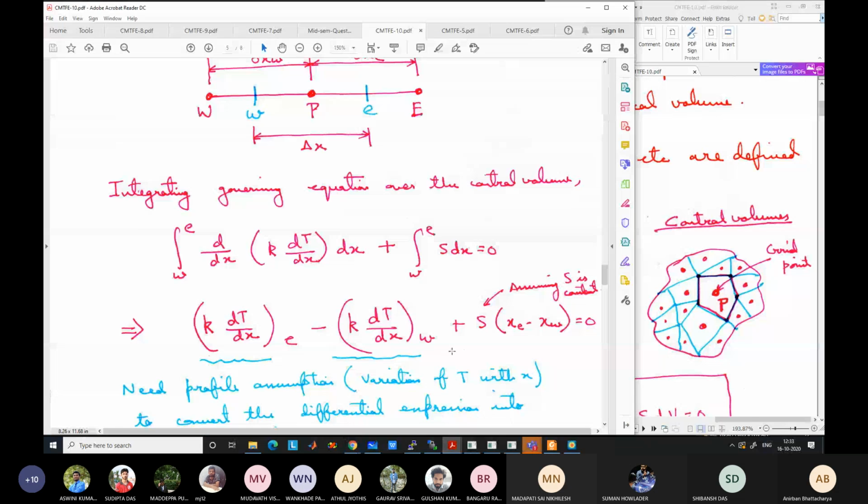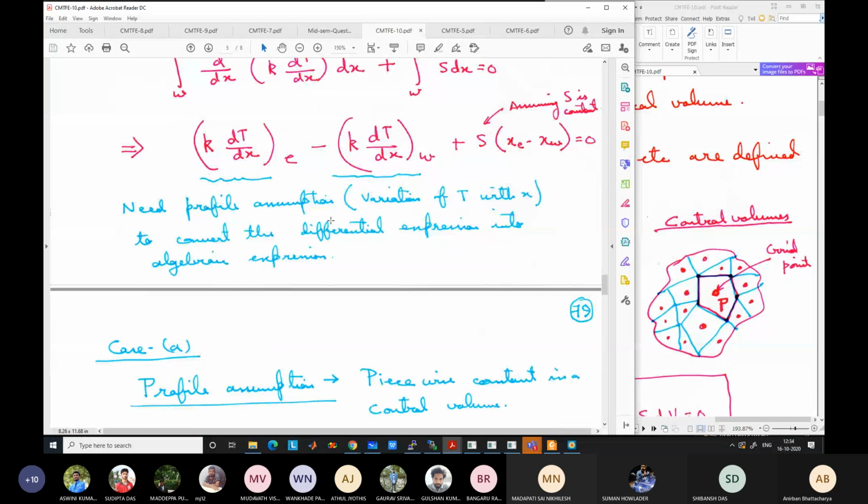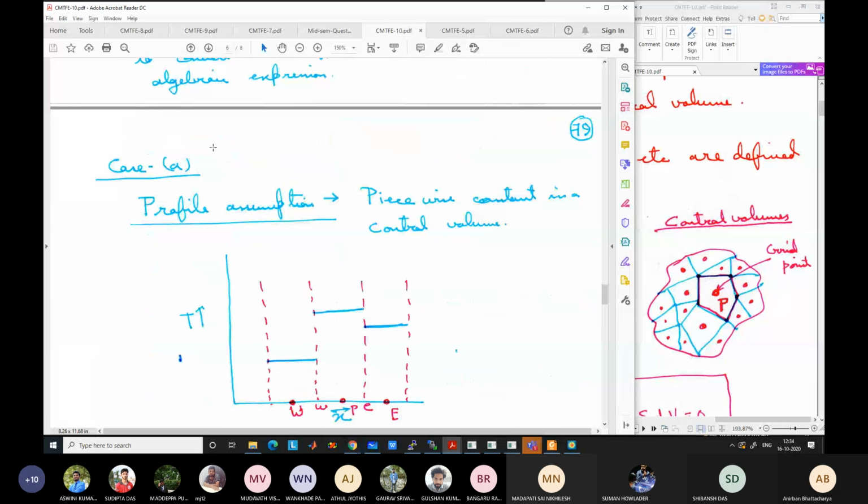So we will come into this. What are the typical assumptions that can be tolerated, or that are acceptable? We need some assumption. Let us start with the profile assumption. We will finish this class with this profile assumption and continue with the other cases in the next class.